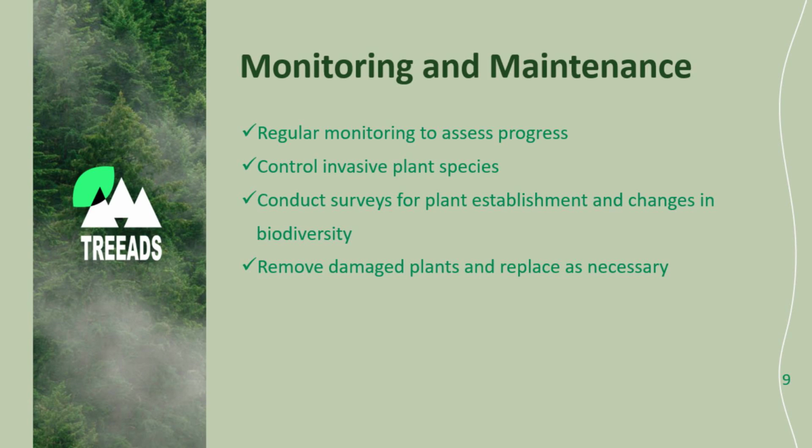Monitoring and maintenance is really significant. Regular monitoring is essential to assess the progress of revegetation efforts and identify any issues. Keep an eye out for invasive plant species that may compete with the desired vegetation, and take appropriate control measures. Conduct periodic surveys to record plant establishment, growth rates, and changes in biodiversity. Remove any severely damaged or dead plants and replace them as necessary.